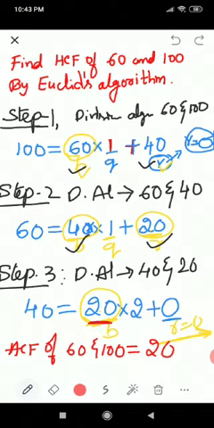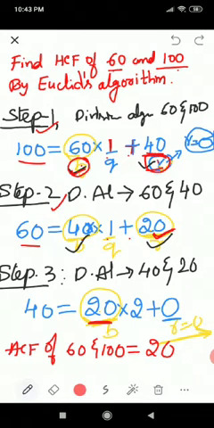Okay, just see once again. From step 1 we have to start with the given values, that is 60 and 100. 100 can be written as 60 ones are 60 plus 40, this is the remainder. But here the remainder is not 0, therefore we have to consider this B and R values, and start the step 2 division algorithm for this B and R. So here 60 and 40, 60 can be written as 40 ones are 40 plus 20, and the remainder here is not 0, so we have to continue to step 3.